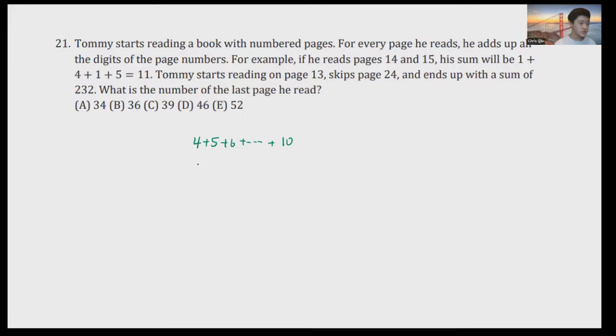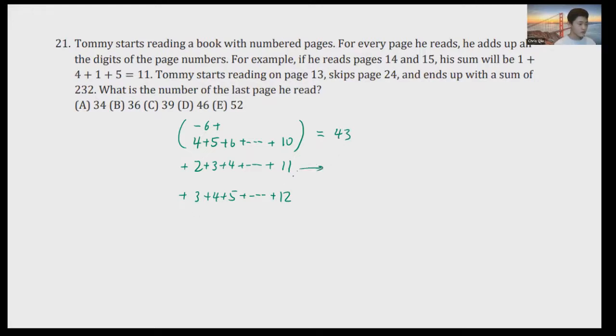And then from page 20 to 29, we're going to have 2 plus 3 plus 4 plus 5, and so on, until 11. And we're going to have to exclude page 24, so we subtract 6 from the whole thing. And so we can keep on adding. From 30 to 39, we're going to have 3 plus 4 plus 5 plus all the way until 12. And we can keep on doing this. We can see that this whole sum is going to equal, I believe, 43.